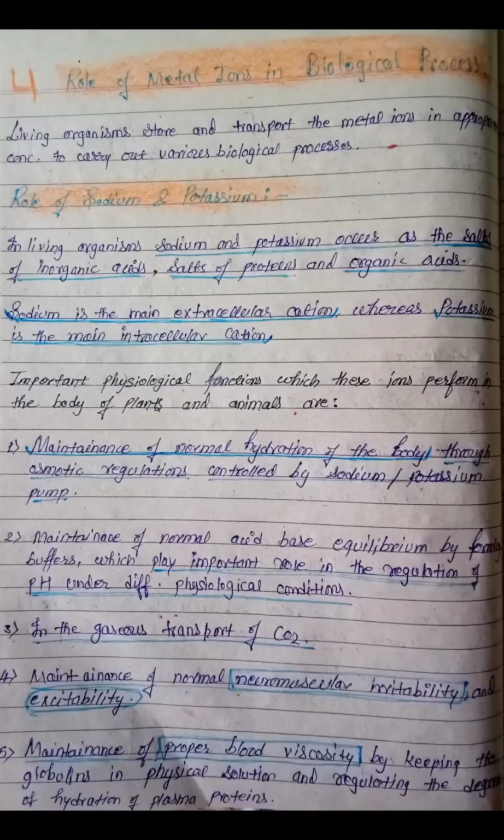Important physiological functions which these ions perform in the body of plants and animals are maintenance of normal hydration of the body through osmotic regulation controlled by the sodium or potassium pump, and maintenance of normal acid-base equilibrium by forming buffers, which play an important role in the regulation of pH under different physiological conditions.